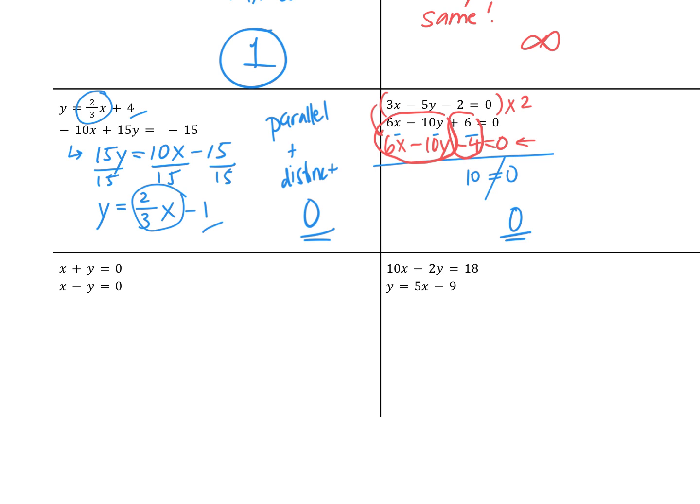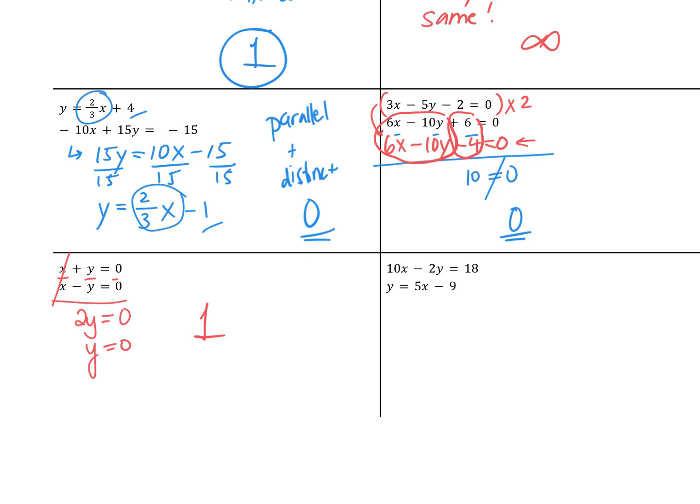Next one. Well, these look ready to go for elimination, but I noticed the x's are the same, but the y's aren't. So if I were to eliminate with subtraction, let's say, the x's are gone, but I would have 2y equals 0. There is a point of intersection here because I'm actually going to get y equals 0. I can sub that in and then solve for x.